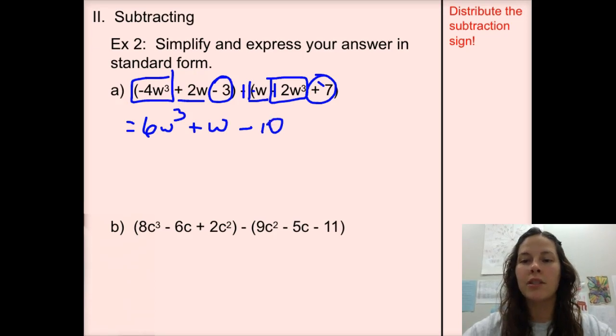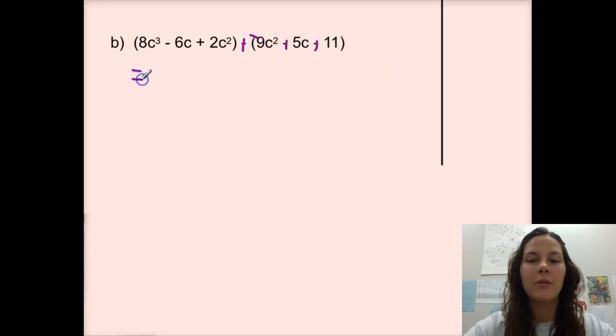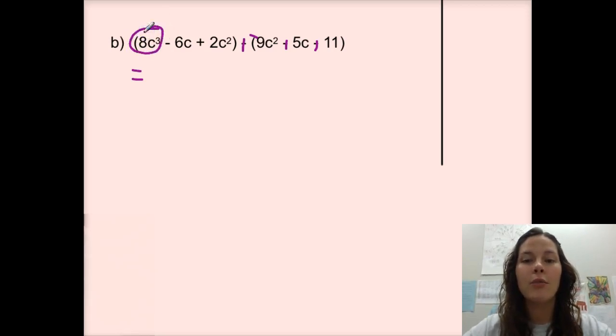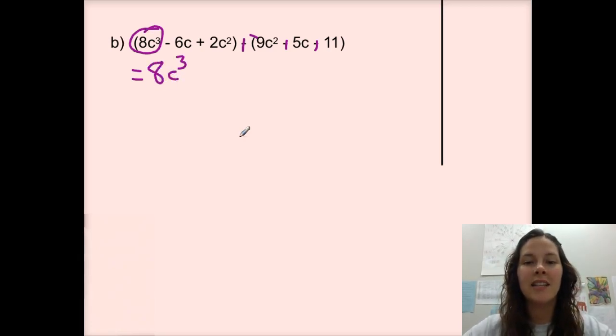We'll take a look at that one more time as well. Again, first step is add the opposite. Our subtracting rule when we're working with numbers is add the opposite. So our subtracting rule when we're subtracting polynomials is add the opposite as well. So we're going to distribute that negative sign through and change the sign on everything in that second set of parentheses, and then we can add. Our 8c cubed has no like terms. There are no other terms in either polynomial that have a power of 3. So we've got 8c cubed plus 2c squared minus 9c squared.